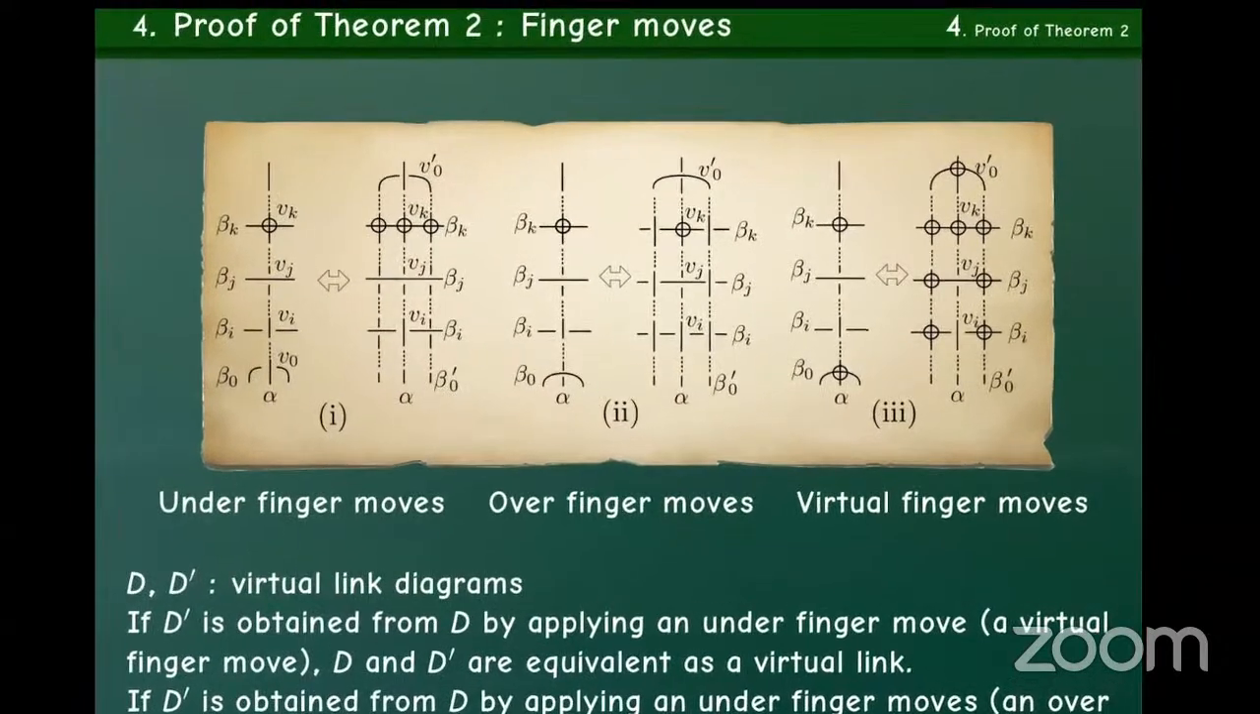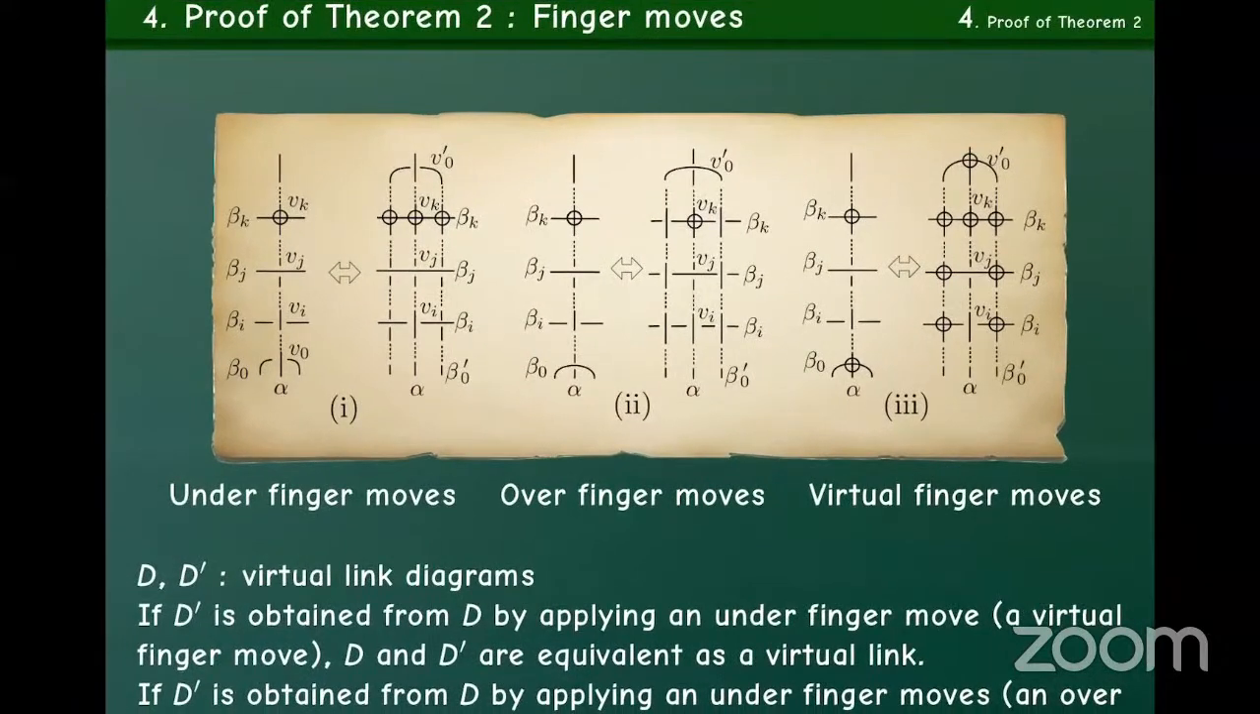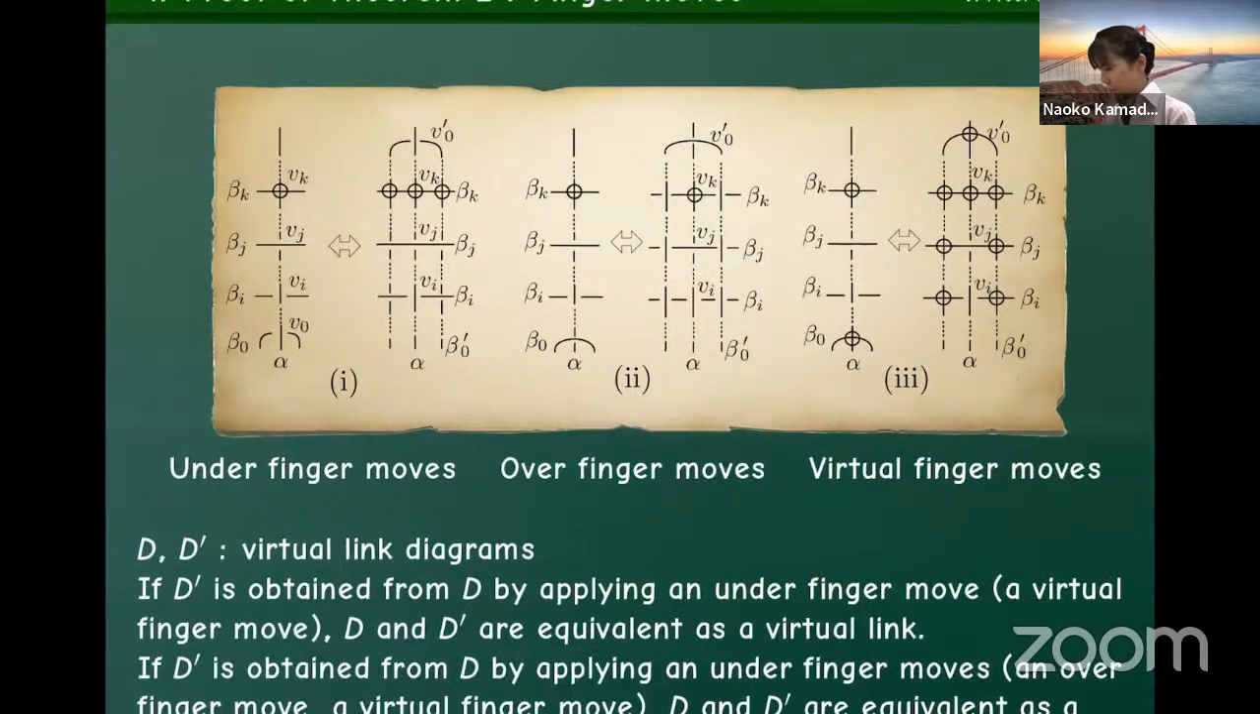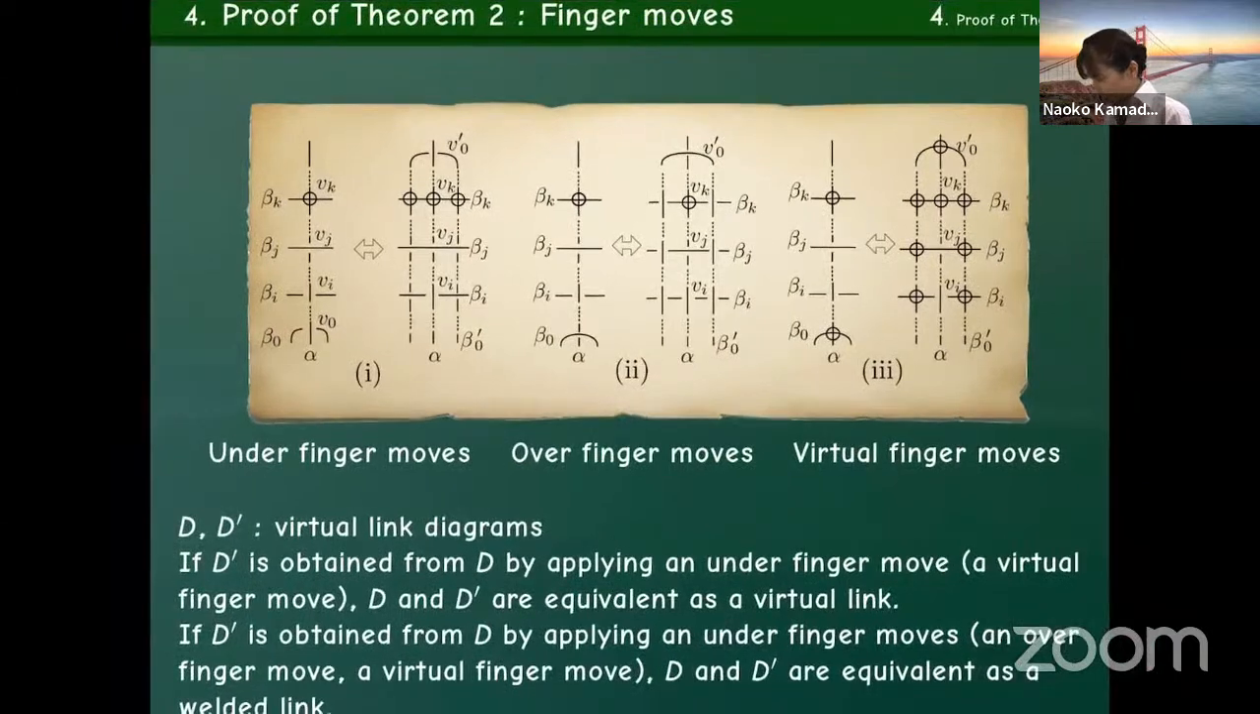So now we start to prove. We are going to prove Theorem 2. To show the proofs of our theorem, we introduce new finger moves. There are three types of finger moves: under finger move, over finger move, and virtual finger move.